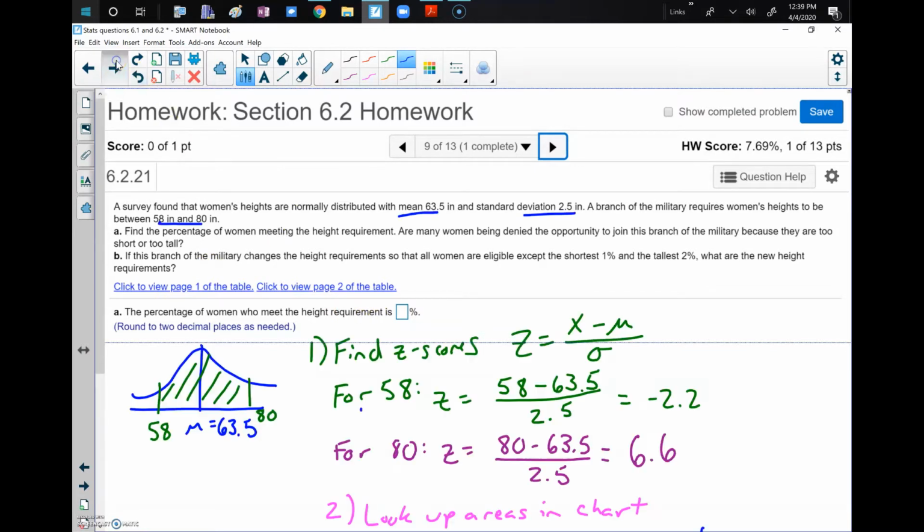So just like the last problem, we're going to start by drawing a graph. So here I have my normal curve. I know the number in the middle, my highest point, is going to be 63.5. And the two values that I'm looking at are 58, which is below the mean, and 80, which is above the mean. So really what I'm trying to find is this area in between that I shaded. So how am I going to do that?